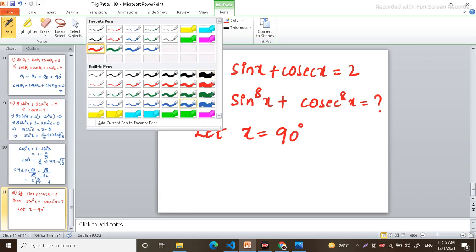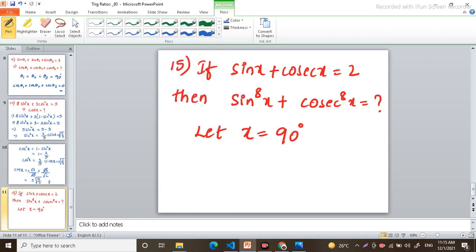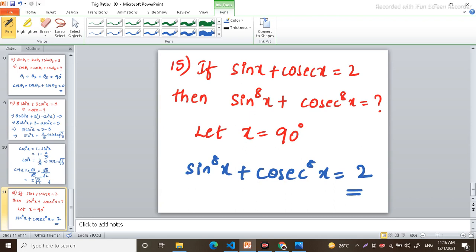According to the trigonometric ratios table, sin 90 is 1 and cosecant 90 is also 1. So 1 plus 1 is equal to 2. 1 to the power 8 is 1, and here also 1 plus 1 is equal to 2. So sin^8 x plus cosec^8 x is equal to 2, because sin 90 is 1 and cosecant 90 is 1, so 1 plus 1 is 2. This is the answer. So simple.